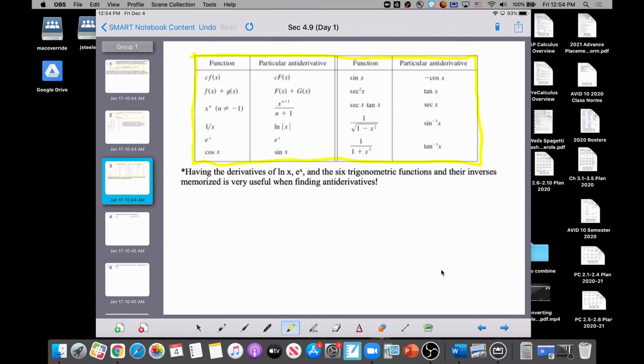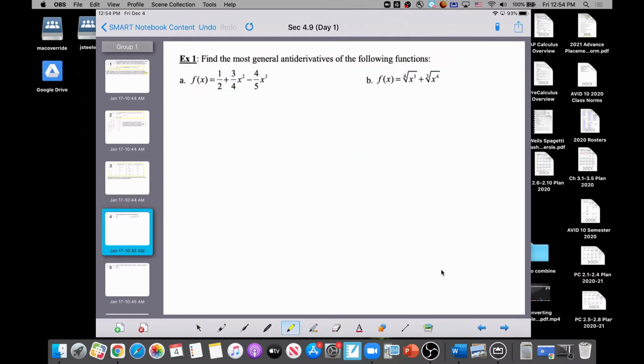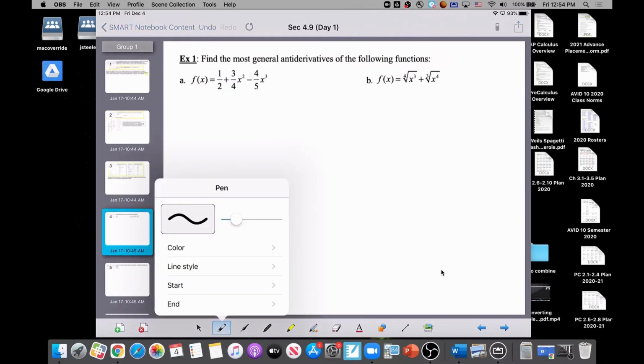All right, so again, I would say make some flashcards of the derivatives in this table. Basically, our basics like natural log, e, sine, cosine, tangent, secant, cotangent, and then our inverse trig functions as well, because those come up sometimes too. All right, so let's try some examples of finding antiderivatives.